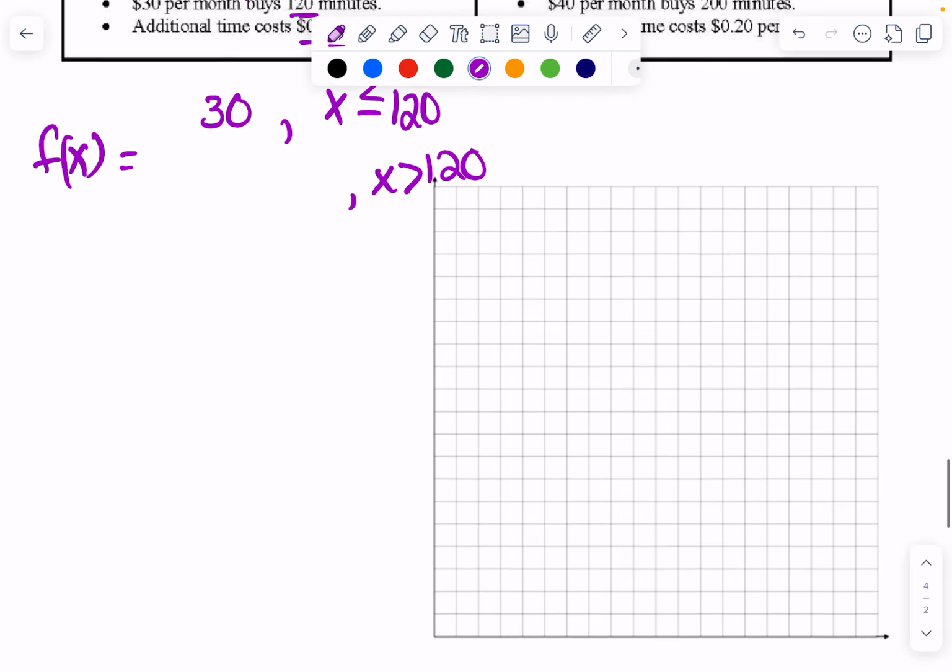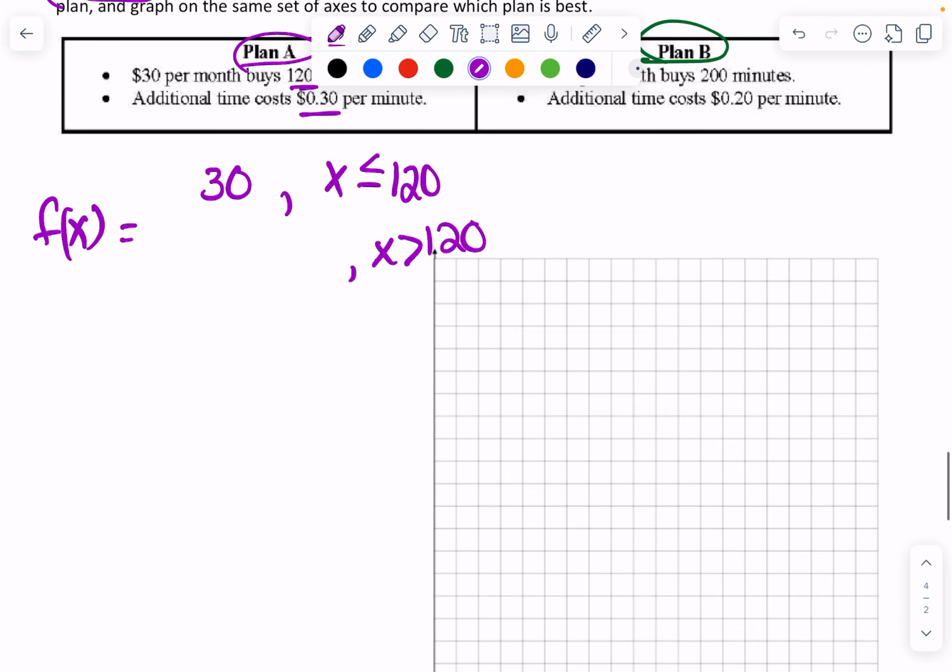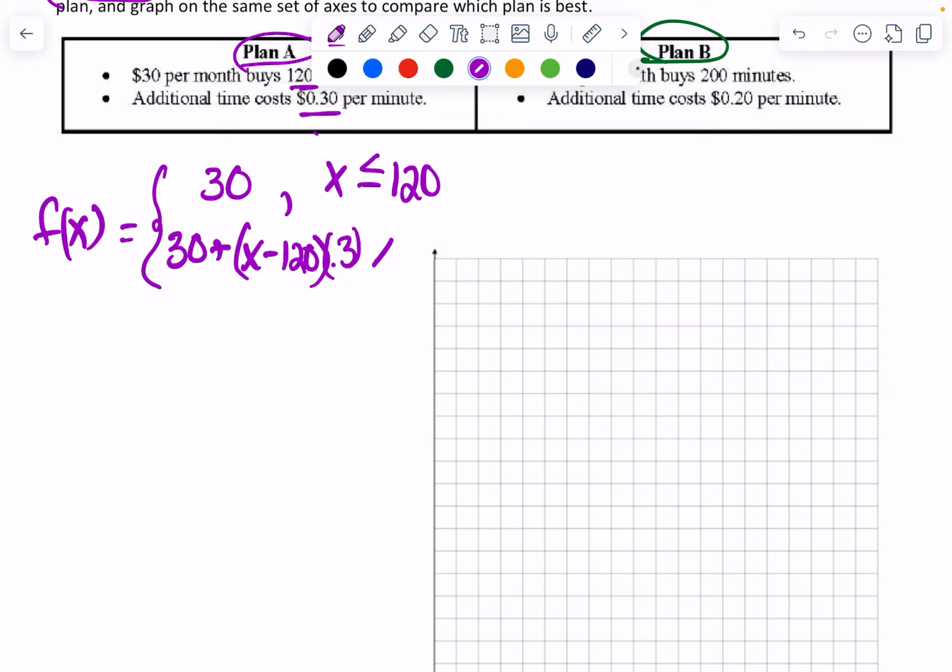Sorry, I keep putting my hand where it moves. So, we're paying the $30 anyway. But now, how does this 30 cents work? That's for additional time. So we need to subtract 120 from the time, and then multiply whatever that time is by the 0.3 here. Now, I don't have enough room here. Let me rewrite this.